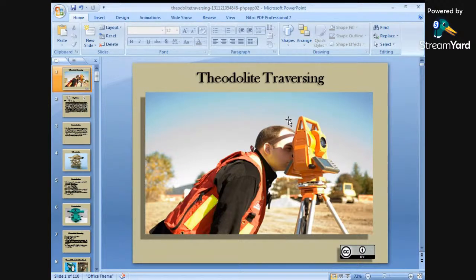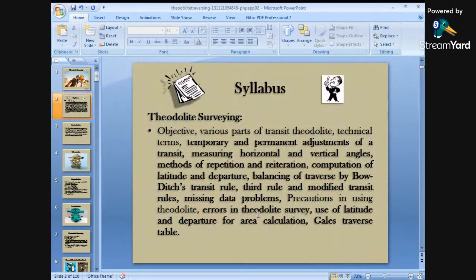Theodolite is an instrument which is basically similar to your compass. In this instrument, we can directly measure your vertical as well as horizontal angle. The only difference between the compass and your theodolite is that we can measure your angle with higher accuracy as compared to your compass.